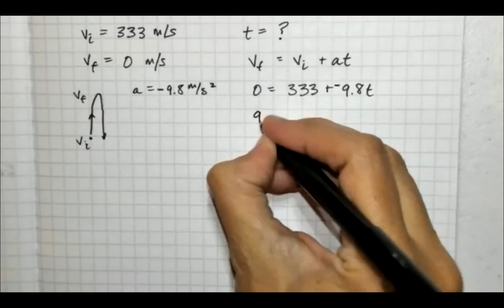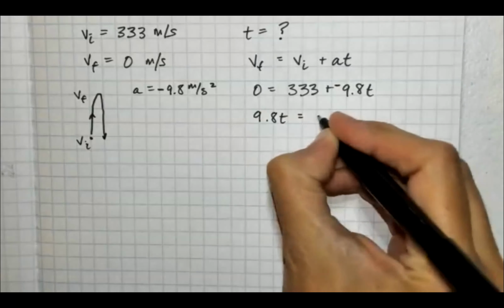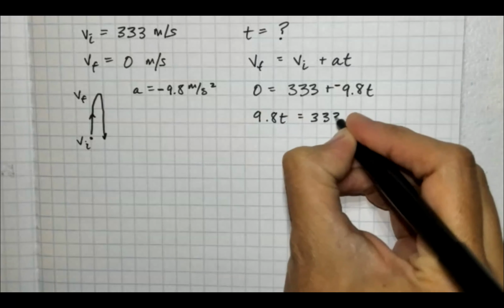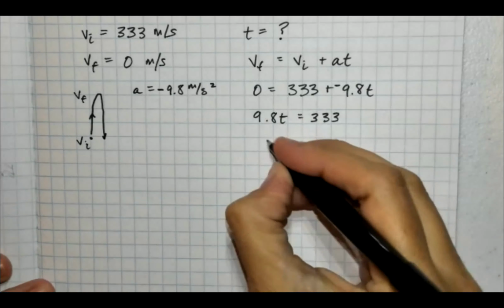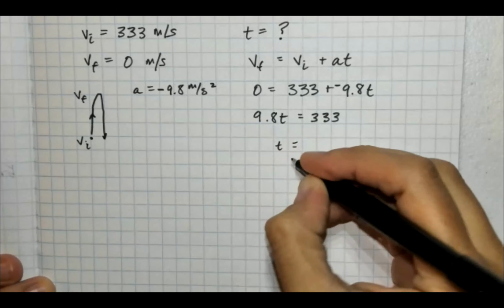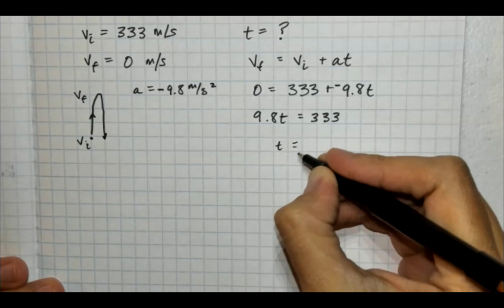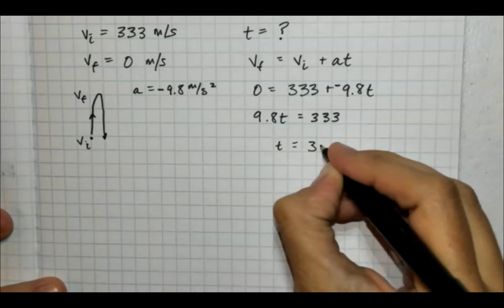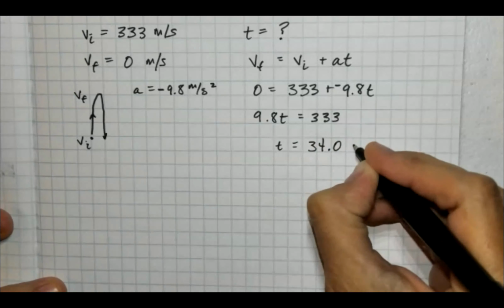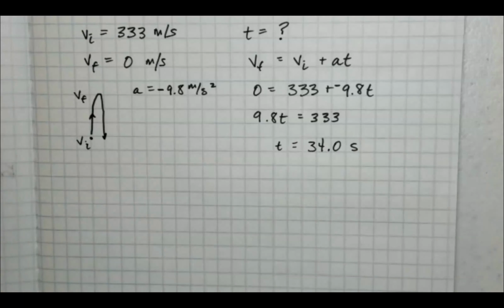So I get 9.8 T equals 333. I move over to my calculator, 333 divided by 9.8, and I get time equals 33.97. So that is actually going to be 34.0 seconds when I round it.